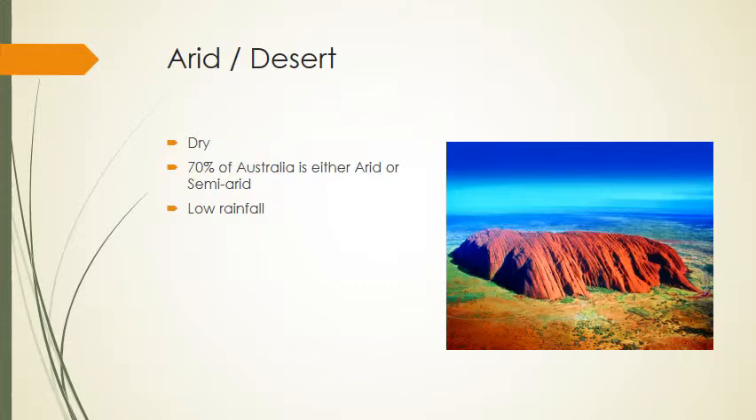Our arid or desert environments are our dry environments that don't get a lot of rainfall throughout the year, and a large chunk of Australia falls into this category of either arid or semi-arid, so low rainfall.